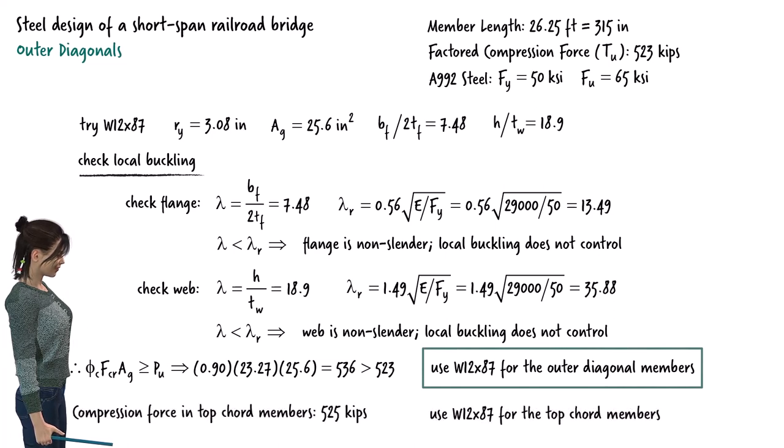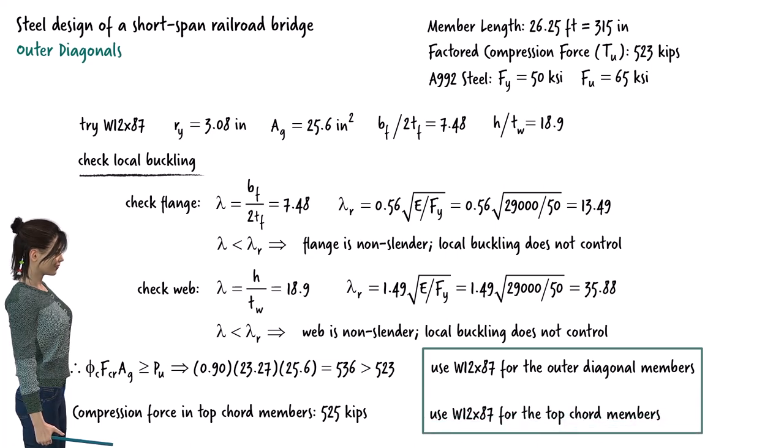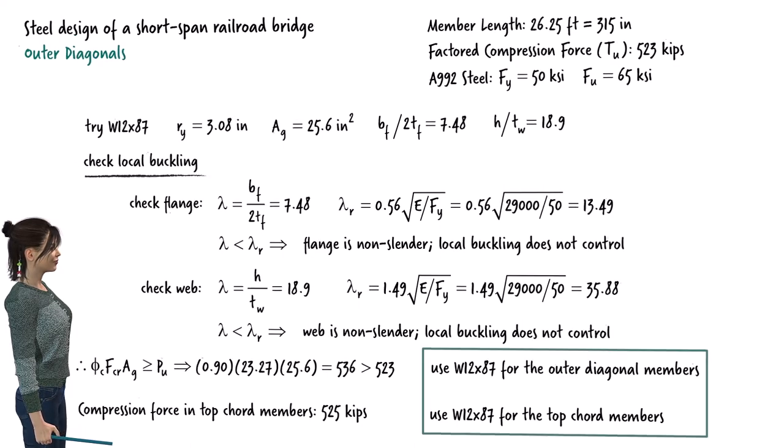The top chord members of the truss carry a maximum compression force of 525 kips. Since those members have a shorter length than the diagonal members, we can conclude that W12/87 provides sufficient compressive strength for those members as well. So, we can use W12 by 87 for both the outer diagonal and top chord members. To summarize the results, let's write the designation for each selected section next to the member on the truss diagram.